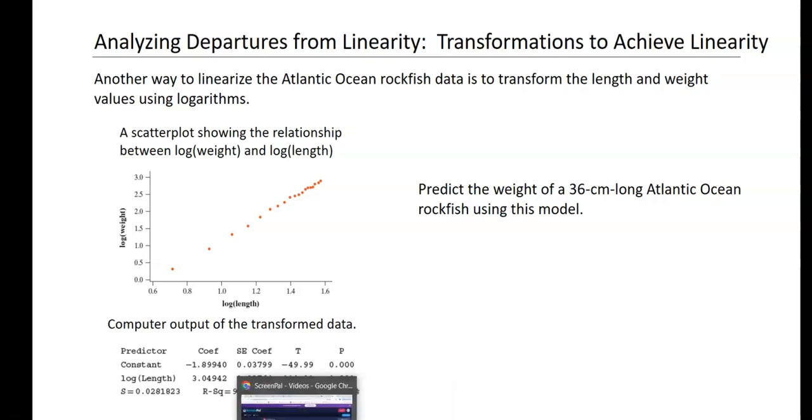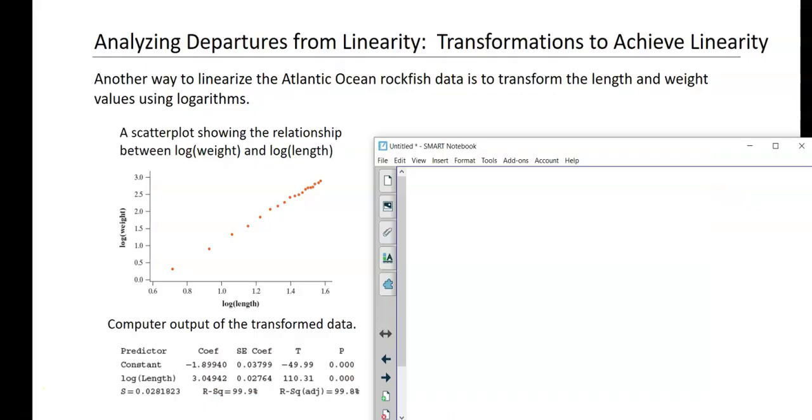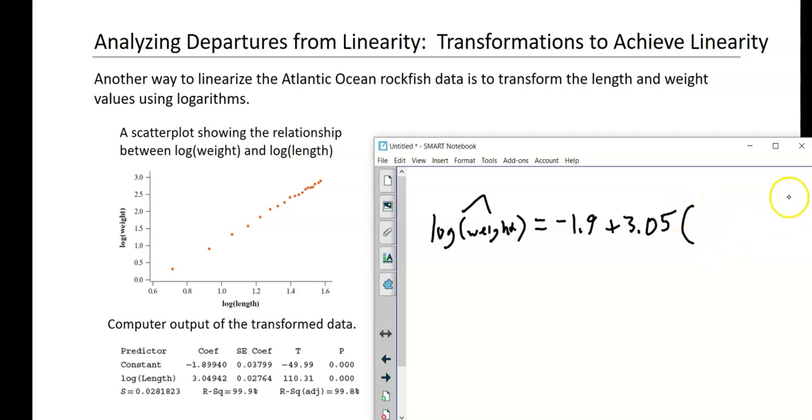So let me get that here just a second. Our equation would be y hat, which in this case is the log of the weight, equals the y-intercept, which is negative 1.9-ish, pretty close to that, plus 3.05 times, this is not just your x, it's the log of length. So log of the length.